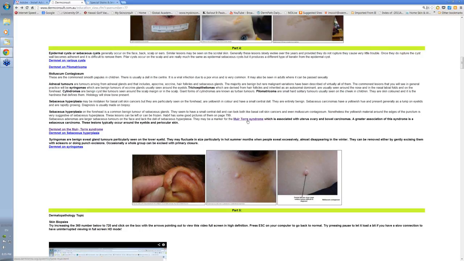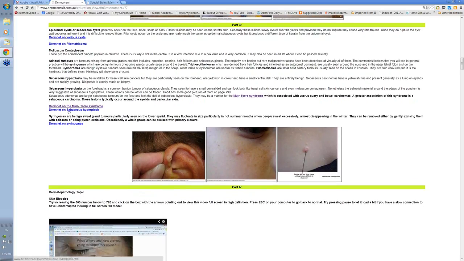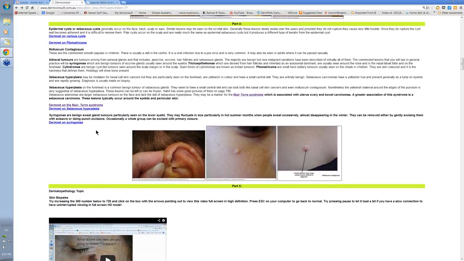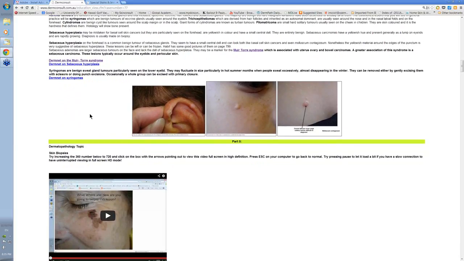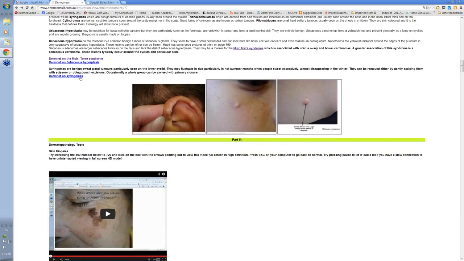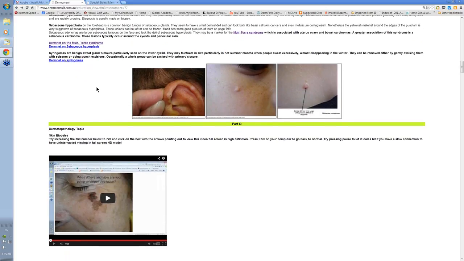Some of these patients also have an increased tendency to get keratoacanthomas. So have a little read there on DermNet on the Muir-Torre syndrome. Because syringomas are very common, it's worthwhile having a little read of those as well.